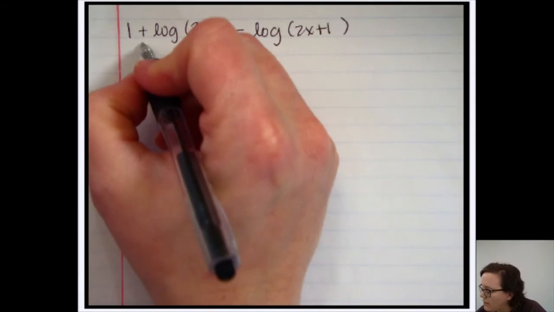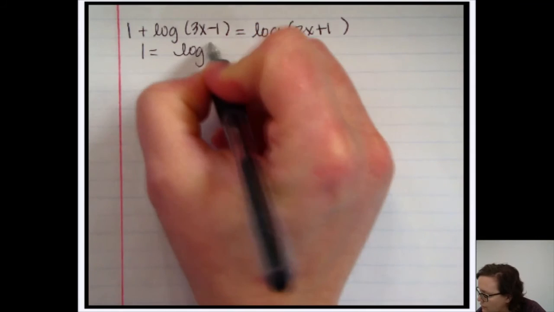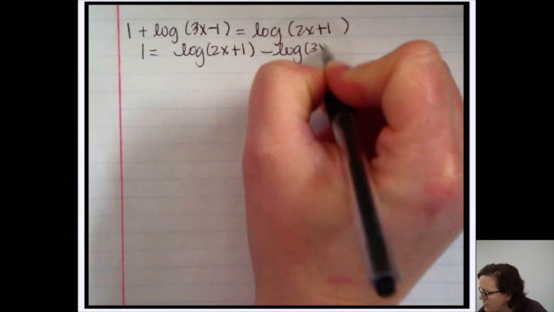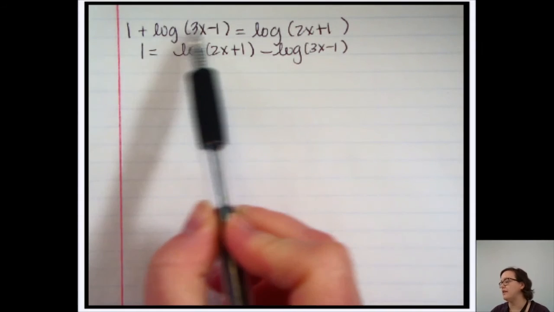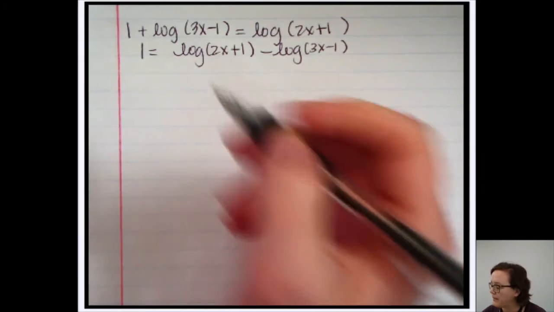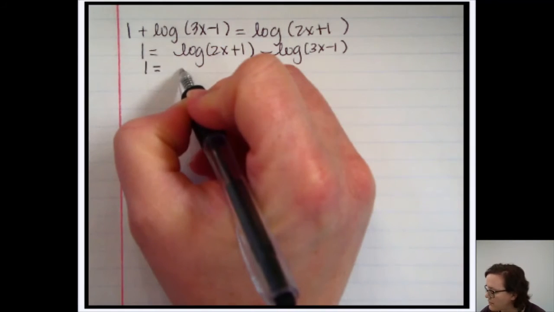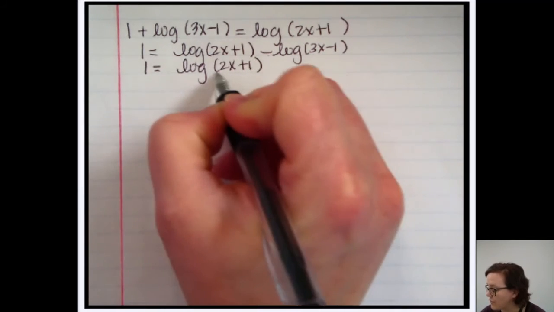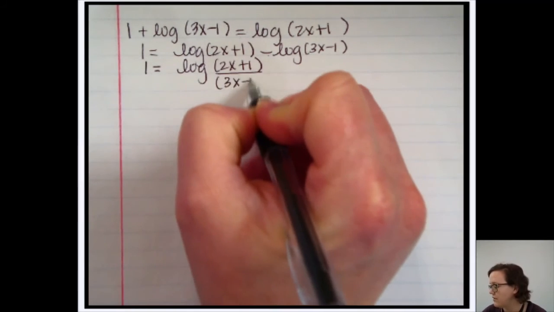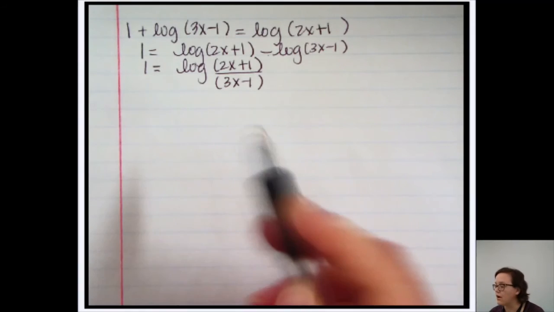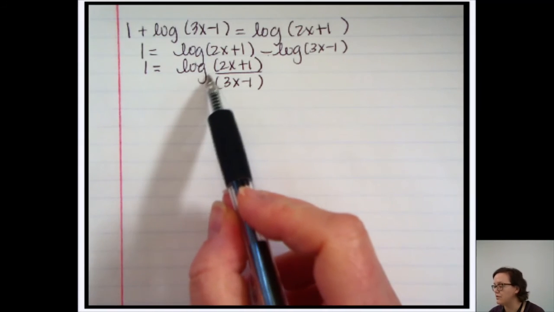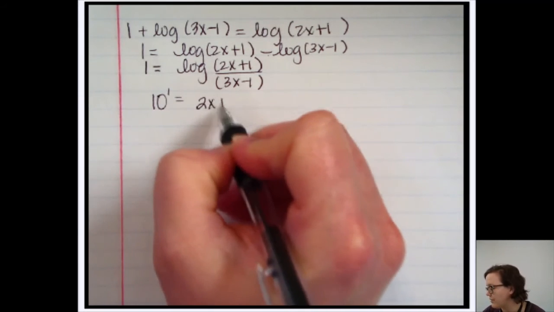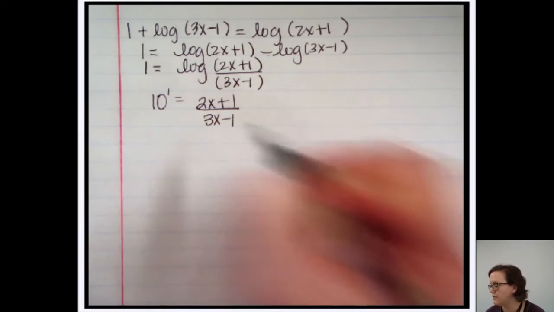So here, move that over. And again, the reason I chose to move it this way was because I wanted my 1 to stay positive. And then I do have a subtraction, so I am going to divide. I said that wrong. And I have a single log, so I'm ready to write it as an exponential. So this is 10 to the first equals 2x plus 1 over 3x minus 1.